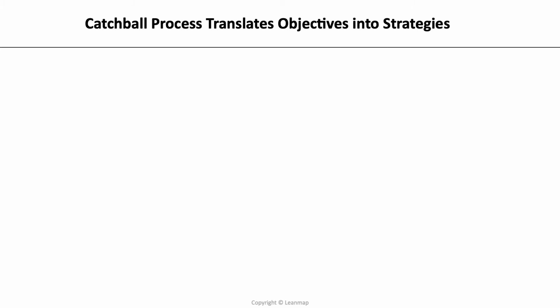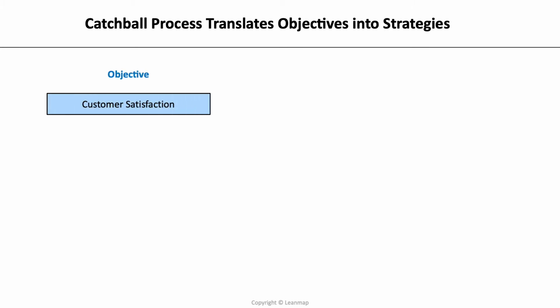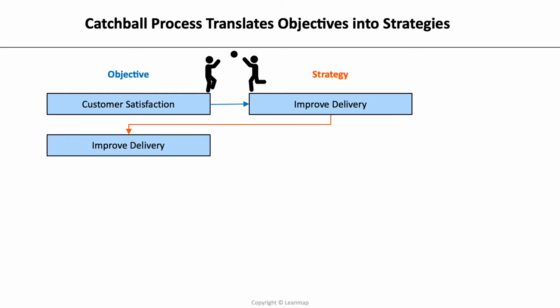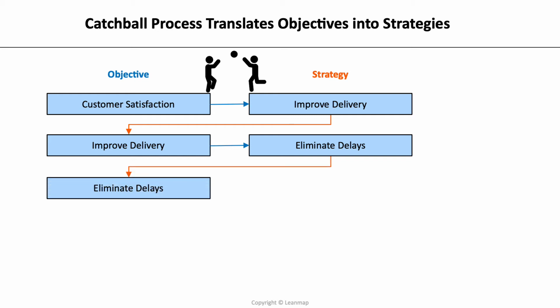Catchball process translates objectives into strategies. Here is an example. Our objective is customer satisfaction, and the strategy is improved delivery. This strategy becomes the objective of the next level down. So the objective is improved delivery, and the strategy is we do that by eliminating delays. That's the strategy. We take this, and it becomes the objective of the next level down.